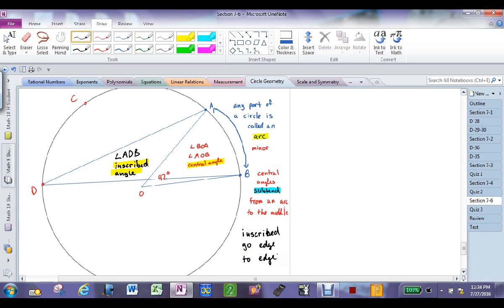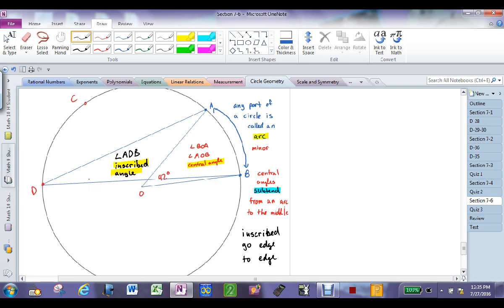Now, what do you notice about angle ADB and angle AOB? They all connect to each other. They subtend from the same arc. They both start from the same spot. So now, measure ADB. Measure this angle here.